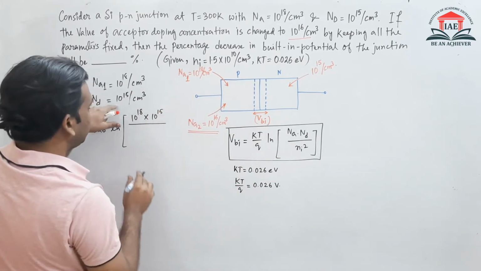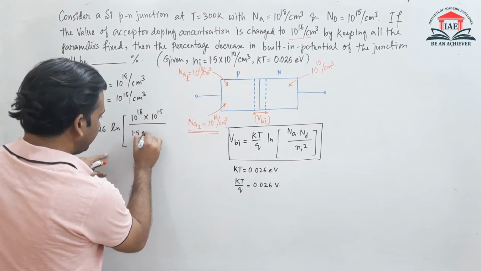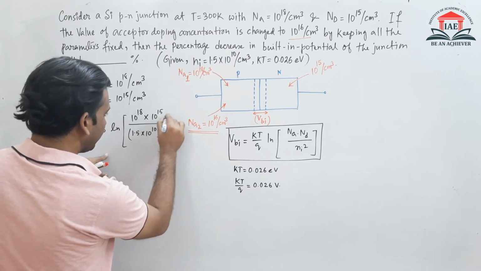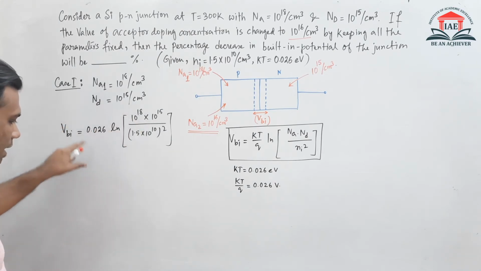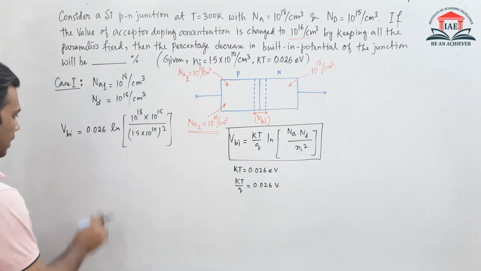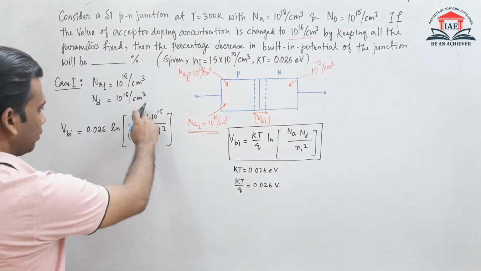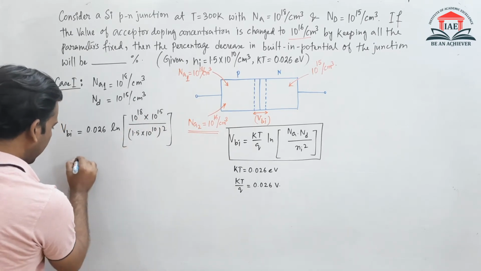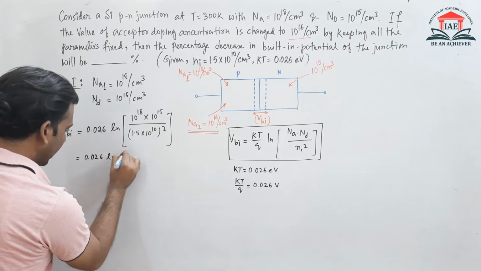And what is the value of Ni? This one, so 1.5 into 10 to the power 10, its square. So this will be the value. You have to do the calculation in the calculator. So if you do this calculation, you will get the value. Here the value of VBI is 0.026 ln of 10 to the power 18 into 10 to the power 15. So this value I can write as 0.026 of ln.